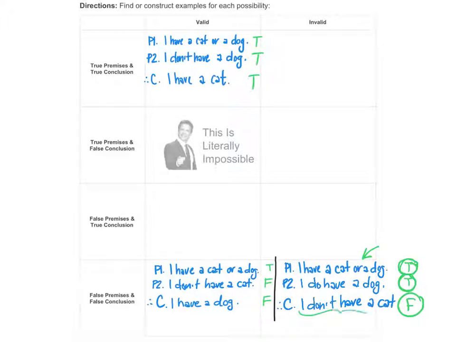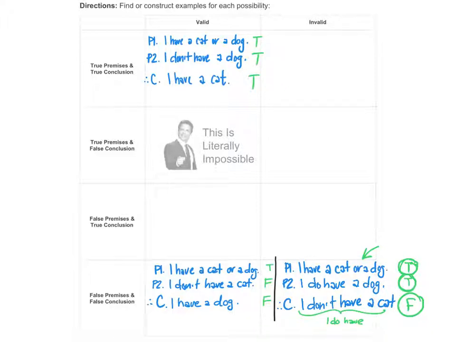Is this possible? Could I have either a cat or a dog and indeed have a dog, but what would make this false? It would mean that I do have a cat. If this sentence is false, then it would mean I do have a cat. So is it possible that I have one or the other, I do have a dog, and also I do have a cat? That's possible. That means it's possible the premises could be true and the conclusion false.